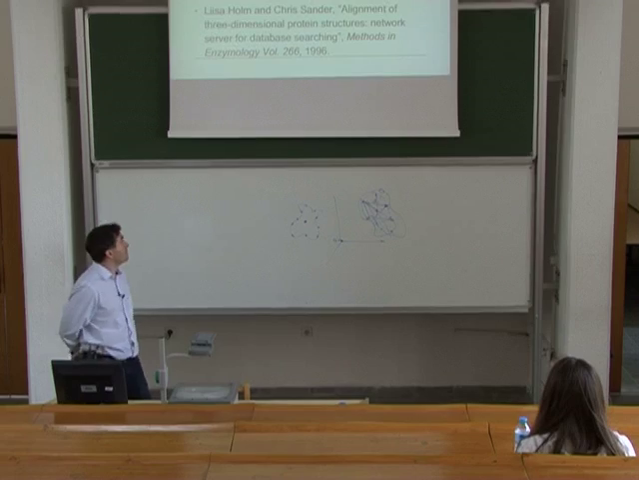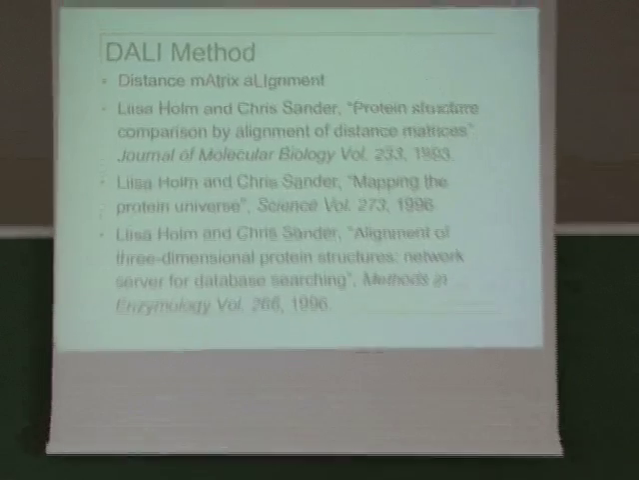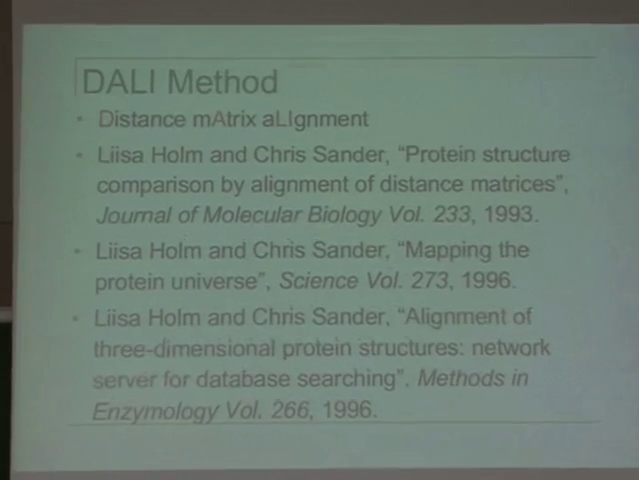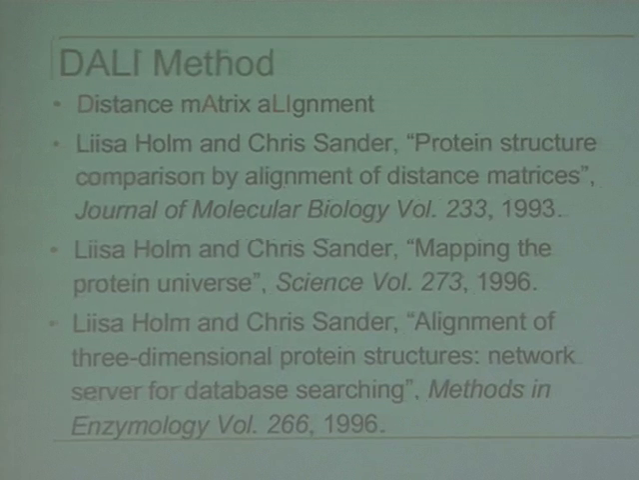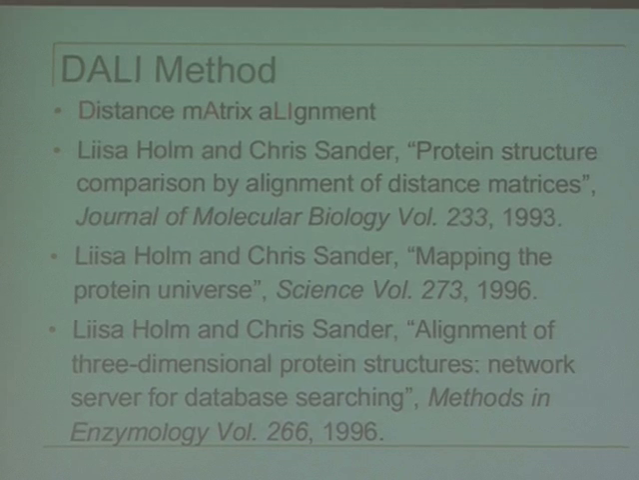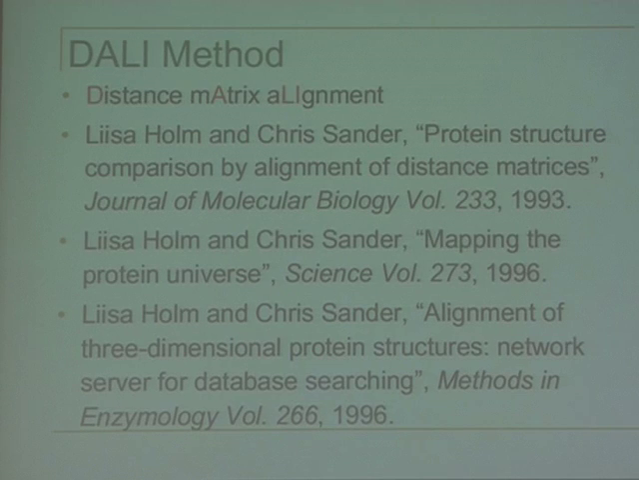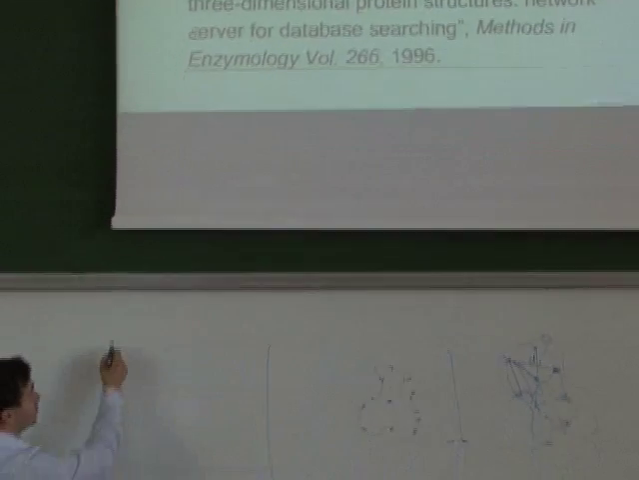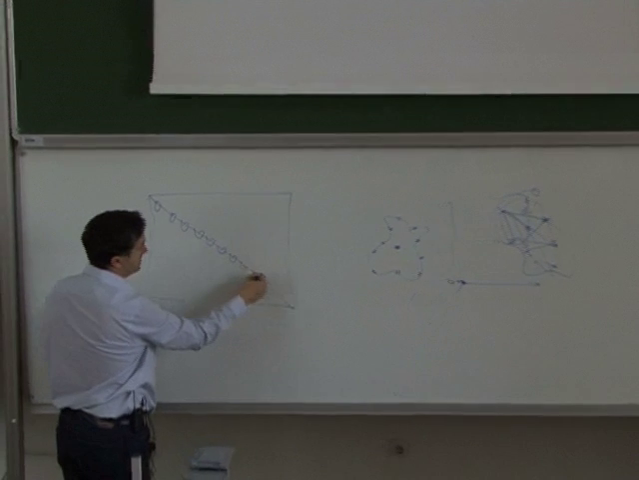Now, DALI is an acronym for distance matrix alignment. Since we are computing these intra-atomic distances between all pairs of atoms, a protein structure can be represented as a matrix, a symmetric and square matrix. Okay, a protein structure is represented as a square matrix. We can turn these 3D coordinates into a square matrix in which the diagonals are all 0, 0, 0, 0.